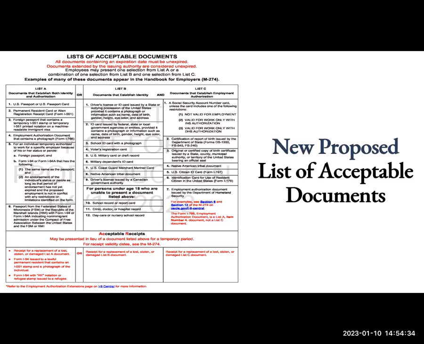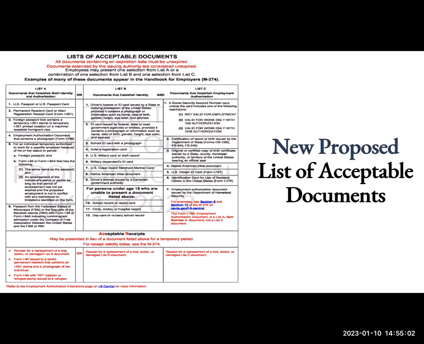Okay. Now, the bigger thing with the list of acceptable documents, well, let me start with a drum roll. The big thing that I think is really good for you is at the bottom, which says acceptable receipts. That can be very confusing. It has always been confusing. You can never find a rule, and now it's right there for you. So I think that's a plus.